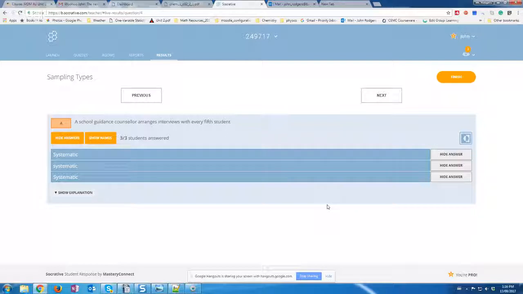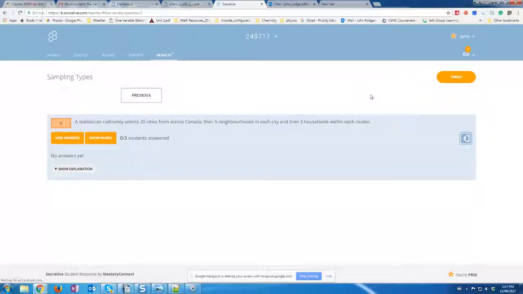3 systematics out of 3. A lot of participation there. Yeah, that is systematic. So you've got a sampling frame. In other words, you've got a nice list of everything that's in the population, and you systematically go through and pick out which ones you're going to include.